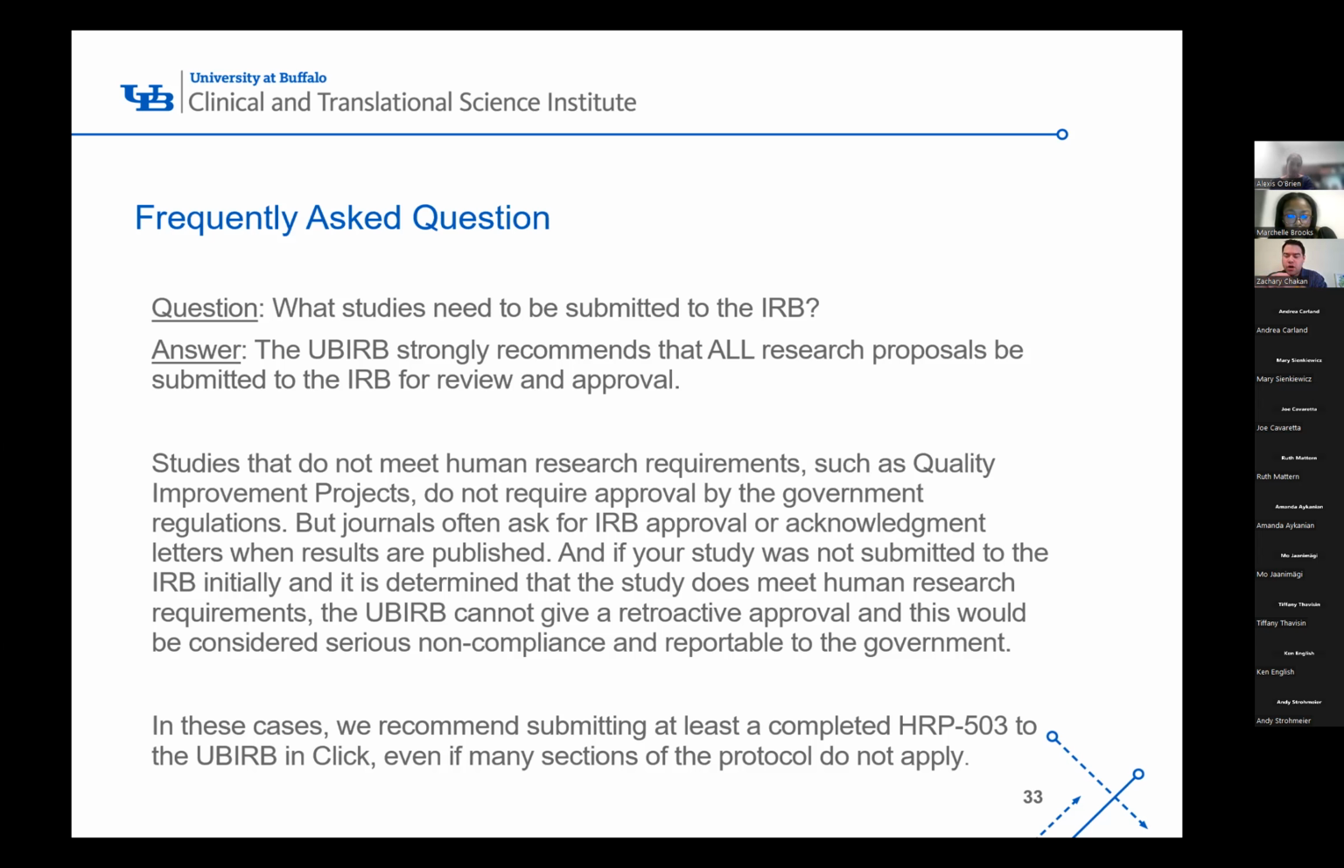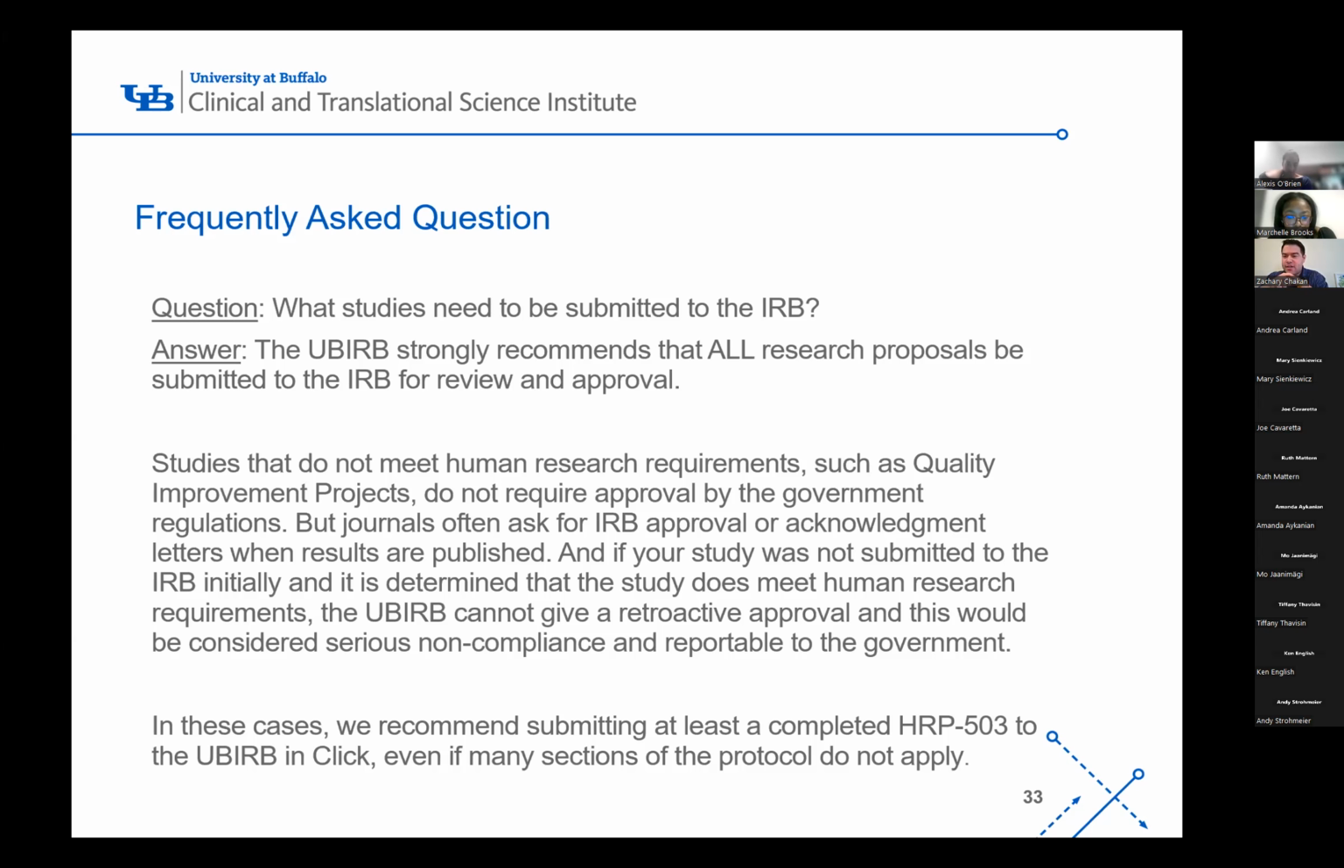Because we have found that journals are constantly asking for IRB approval if someone wants to submit a quality improvement project for publication. And if you don't have your IRB approval, you can't really do that after the fact, after the research has been conducted. We can look at it at that point and say, well, yes, it's not human research, you're okay. And we can probably give you that determination. But if it turns out that your study was human research and you conducted human research without approval, then that could be trouble, which is why we always suggest that when in doubt, submit your study to the IRB.